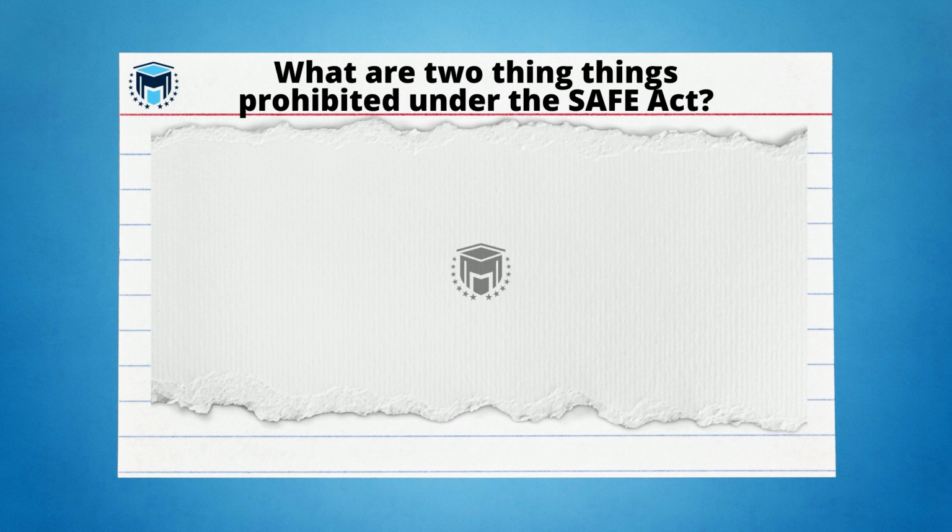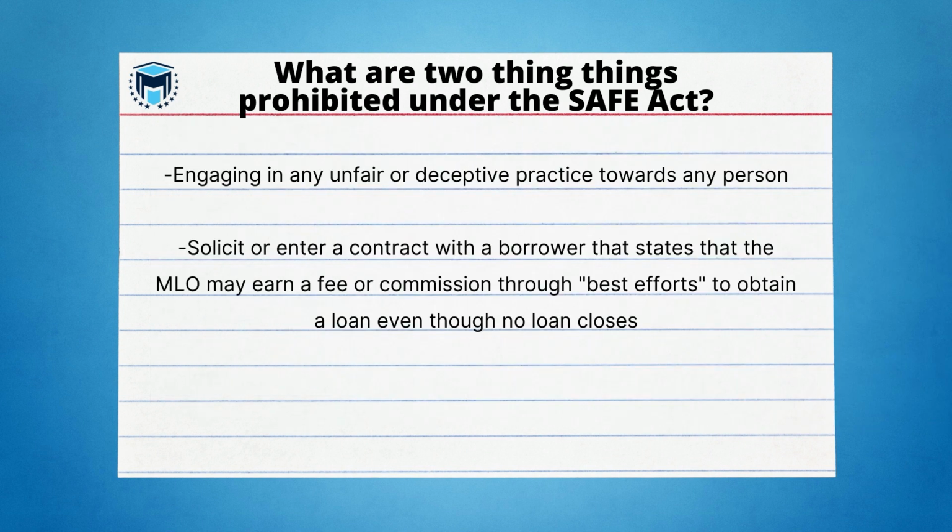What are two things prohibited under the SAFE Act? 1. Engaging in any unfair or deceptive practice towards any person. 2. Soliciting or entering into a contract with a borrower that states that the MLO may earn a fee or commission through best efforts to obtain a loan even though no loan closes.